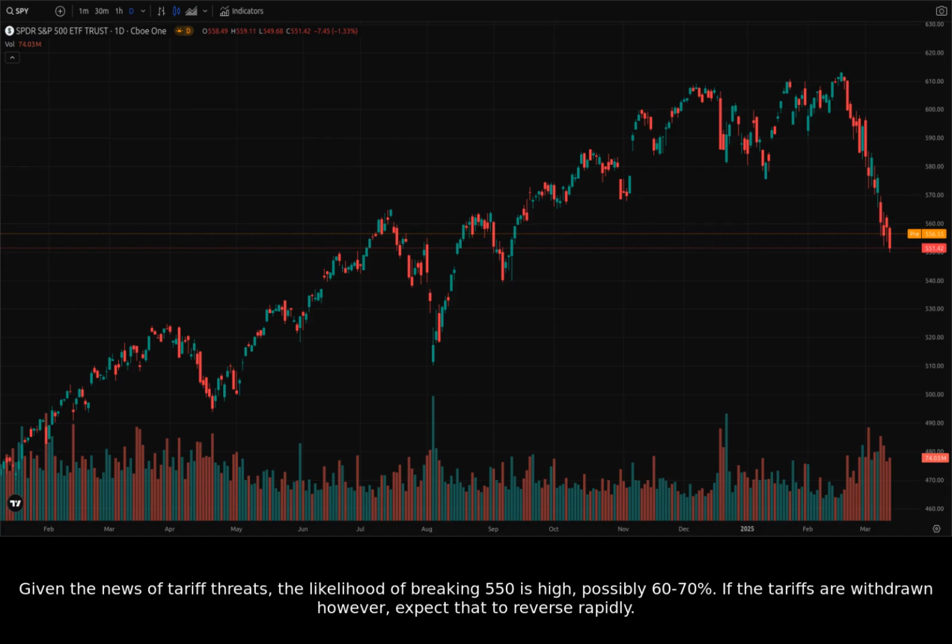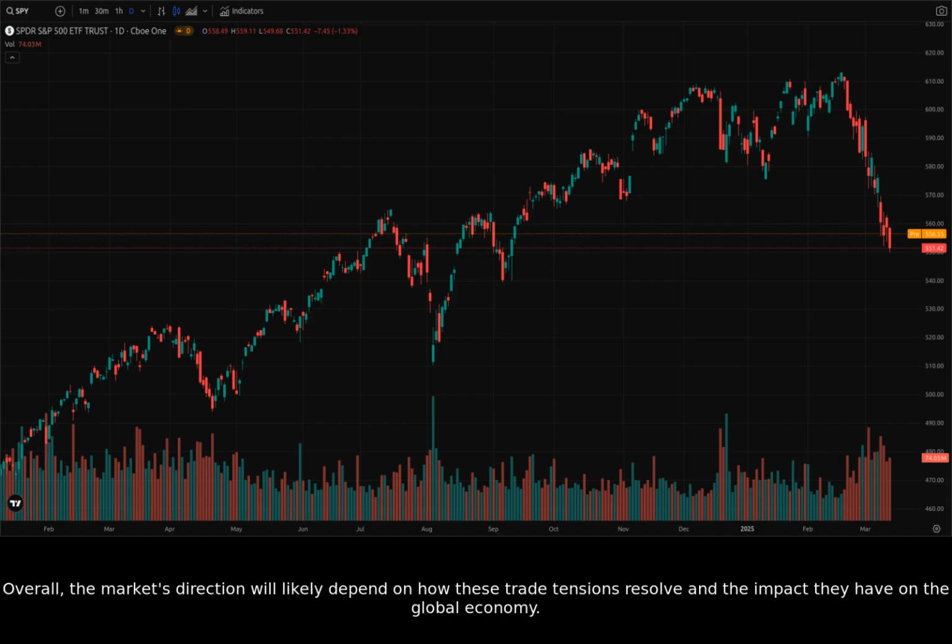Given the news of tariff threats, the likelihood of breaking 550 is high, possibly 60 to 70%. If the tariffs are withdrawn, however, expect that to reverse rapidly. Overall, the market's direction will likely depend on how these trade tensions resolve and the impact they have on the global economy.